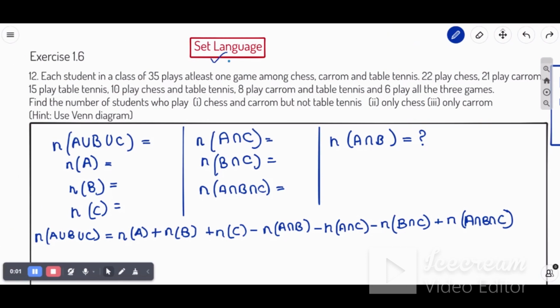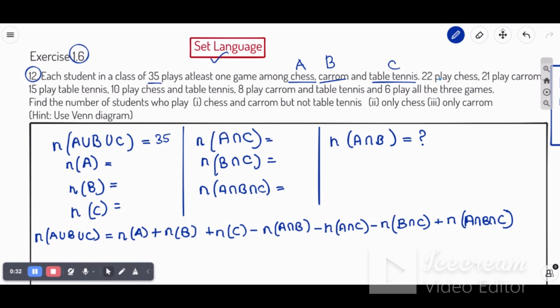Hi everyone, let us start with Set Language exercise 1.6 and question number 12 today. Each student in a class of 35. So how many students are there? 35. At least plays at least one among chess, so let us take this as A, and carrom, let us take this as B, and table tennis, take this as C. So now there are 35 students, so I have to write A union B union C as 35.